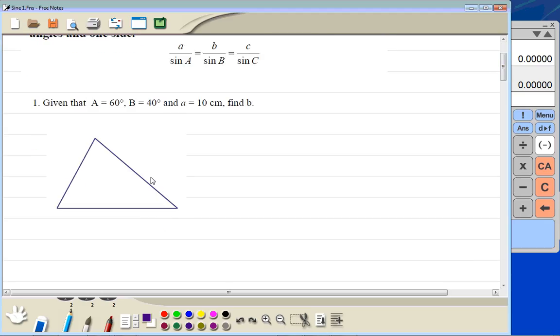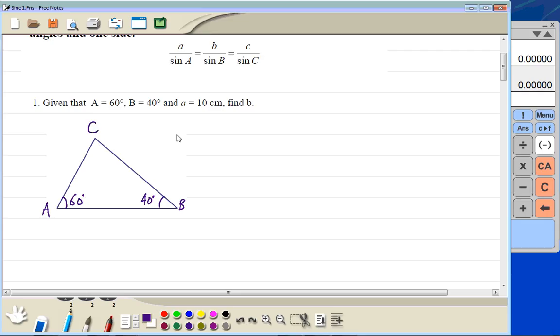First we're going to label this triangle. We can label any way because this is not drawn to scale. So here we have angle A, and it's 60 degrees. Angle B is 40 degrees, so it's here. Angle C is going to be here.